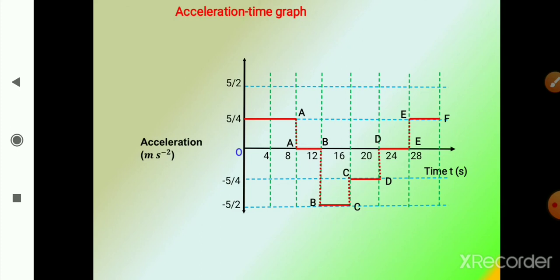And with this I come to the end of this video. You should try to do as many graphical problems as possible to understand the concept better.